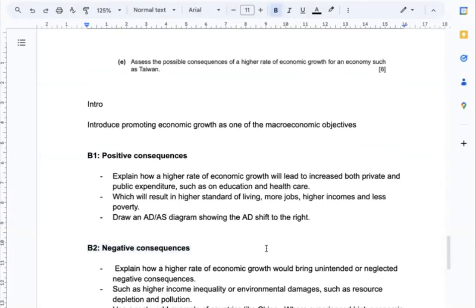Next, the analysis will be on negative consequences of higher economic growth. I should explain how a higher rate of economic growth can bring some unintended or neglected negative consequences, such as higher income inequality, or environmental damage, such as resource depletion and pollution. I can use a real world example of countries like China, which have experienced high economic growth, but also the following side effects, like air pollution or high income disparities, etc.